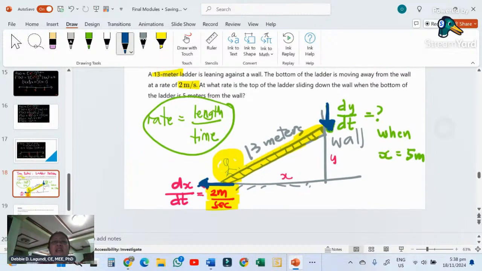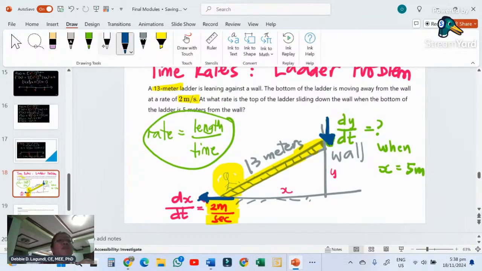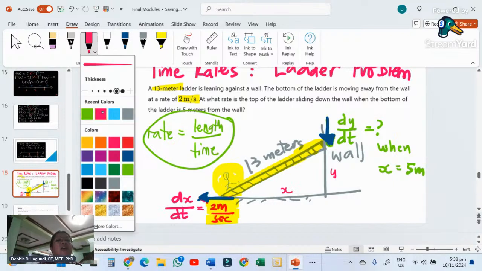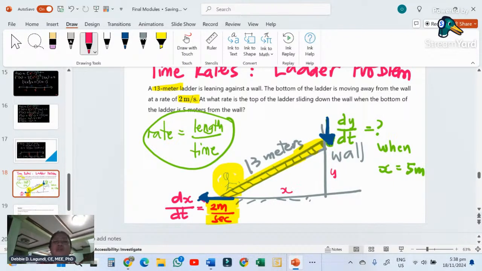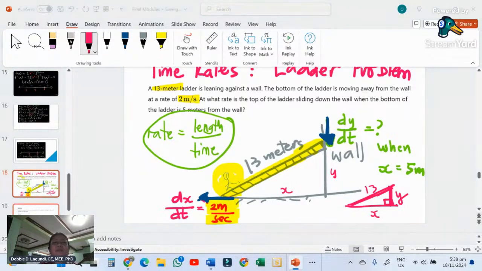Now, as you can see, we form a right triangle here, and everything will come from this analysis. You have 13 here, you have X here, and you have Y here, and this is your ladder. Okay, so let's go to the analysis.